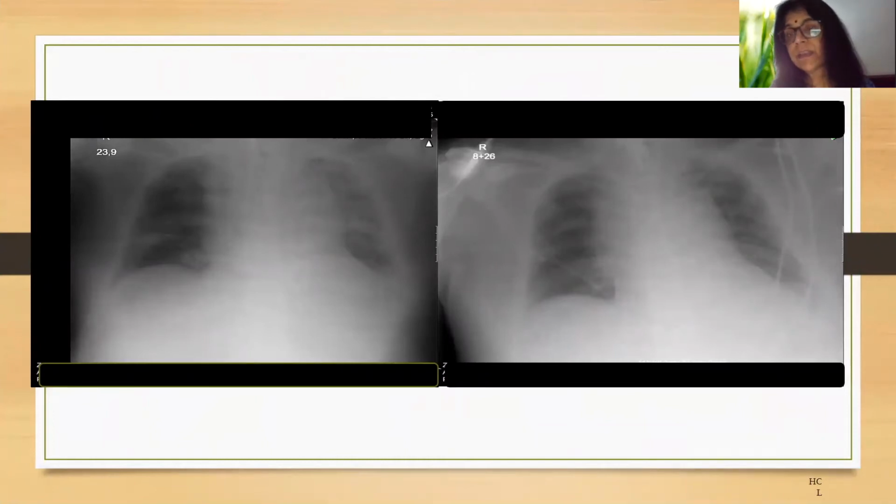And this is the case, as you see on the left side, the X-ray before the surgery, and on the right side, the X-ray after the surgery.